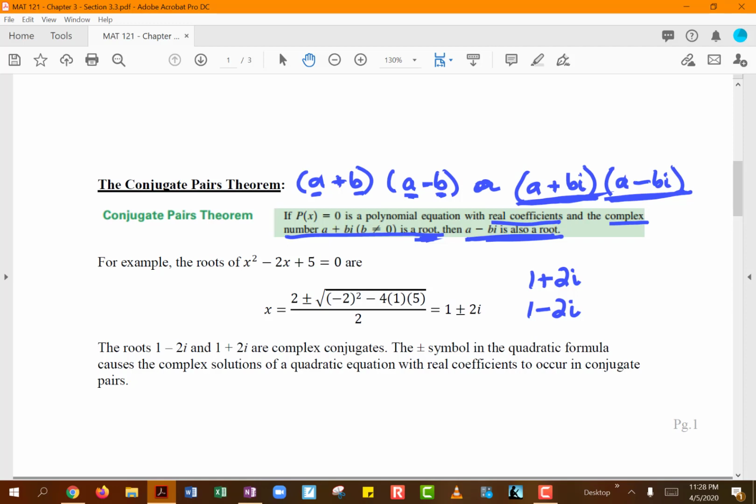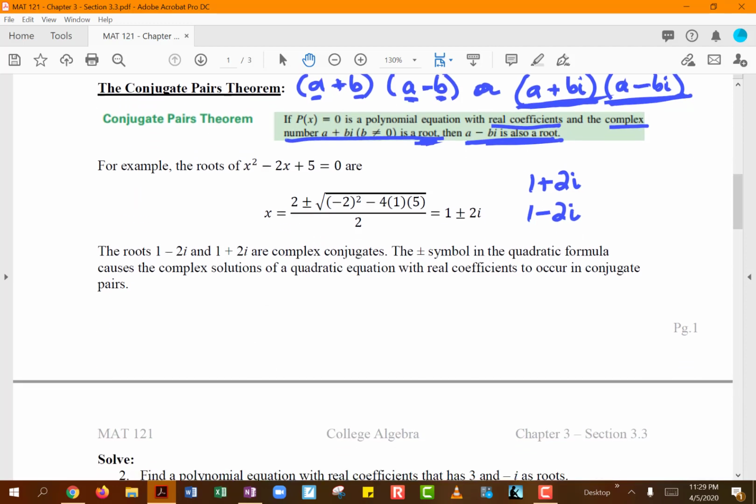So the roots 1 minus 2i and 1 plus 2i are your complex conjugates, and they're saying the plus and minus symbol in the quadratic formula will basically cause your complex solutions to have real coefficients that would end up as conjugate pairs. Okay, so let's see how we can use this idea of the conjugate pairs theorem here in this next example.